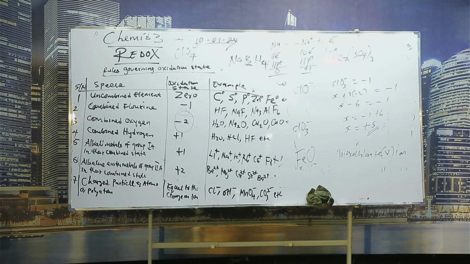Yes. Chlorine in ClO minus. Name the compound. It's not -1, no. +1. Correct. Oxochlorate(I) ion. Is that clear?